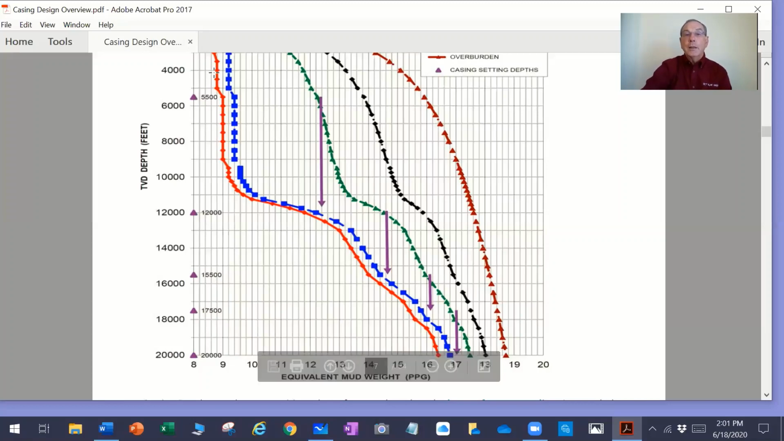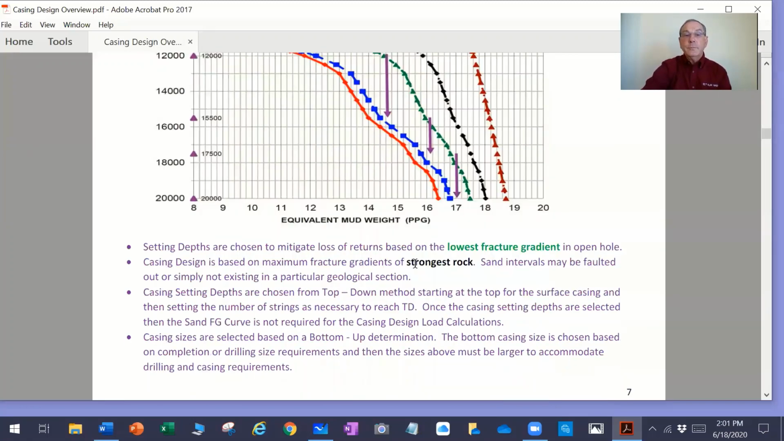You start at the top, basically, with your surface casing setting depth, and then you choose casing setting depths as you go down to mitigate loss of returns based on the sand fracture gradient. So casing setting depths are chosen to mitigate loss of returns based on the lowest fracture gradient in open hole, which are your sands. And then casing design is based on the maximum fracture gradients of the strongest rock.